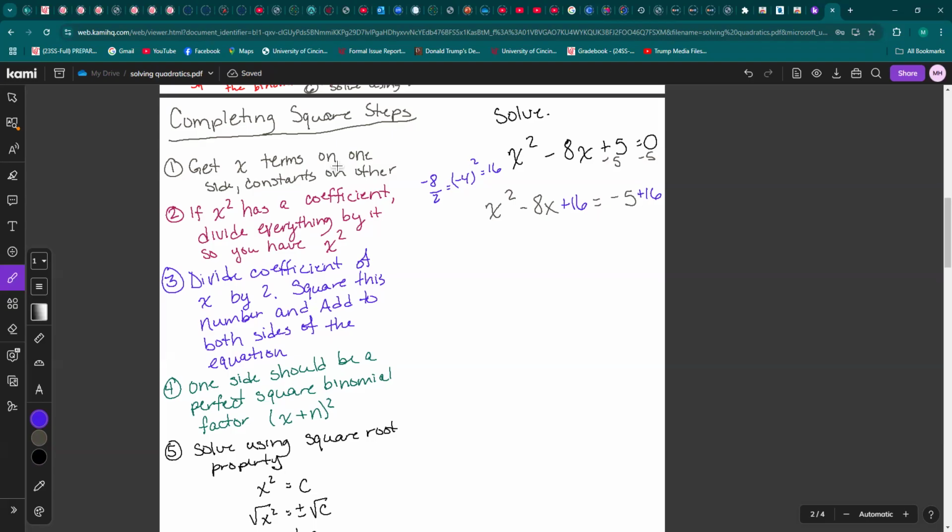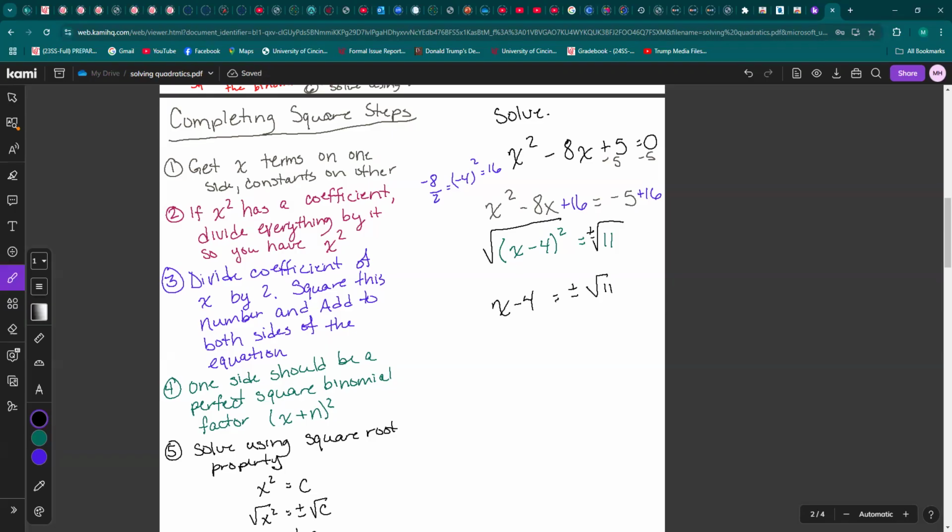Since it's a negative, I know that this is a perfect square trinomial, and it factors to (x minus 4) squared equals negative 5 plus 16, which is 11. All right, and then I can use the square root property, meaning I'm going to square root the left side, square root the right side, remembering my plus or minus. And then I have x minus 4 equals plus or minus the square root of 11.